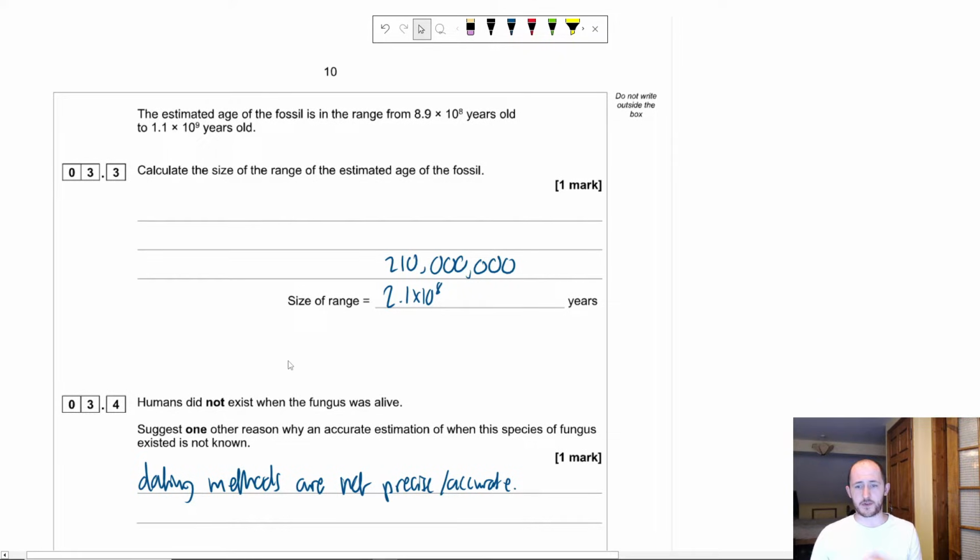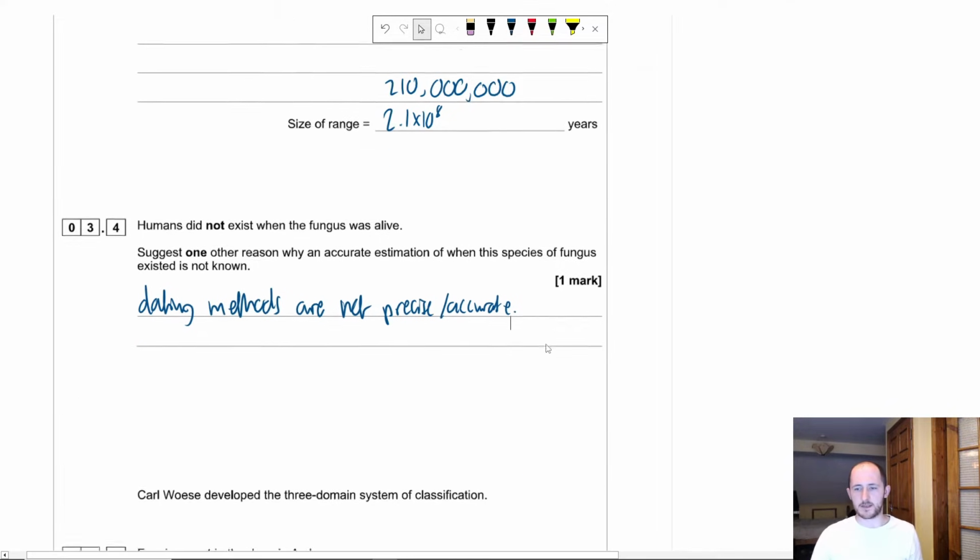Another thing is that fossils of the fungus could be destroyed over time because of volcanic eruptions or tectonic plates moving. And you can also say that as species evolve, it's very hard to pinpoint exactly when one species ends and the other one begins. Okay, so any one of those things is completely sensible.